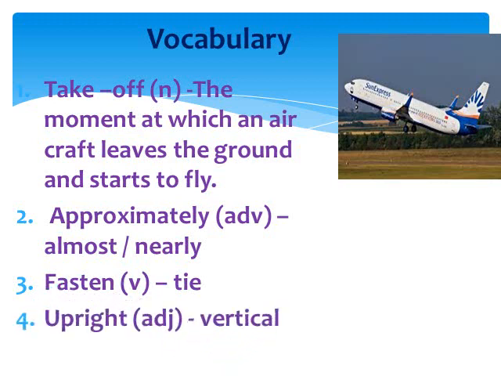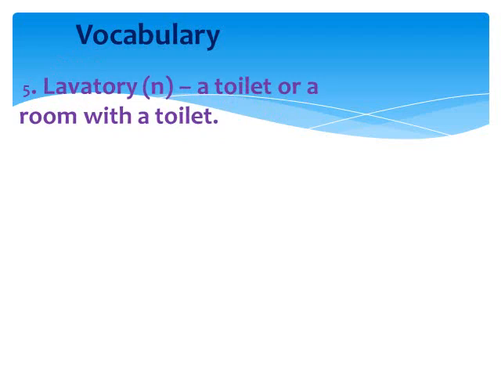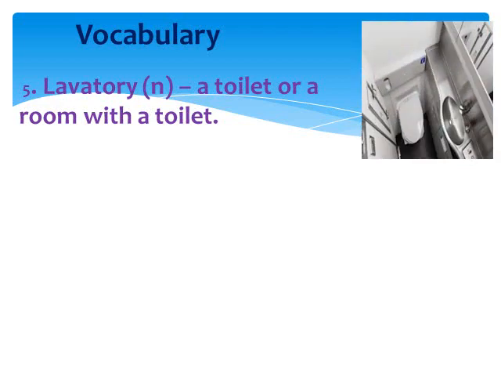Upright, vertical. You can see the seats of a plane. They are kept in upright position. That means একদম সোজা, খাড়া. It means vertical. More vocabularies. Number 5, lavatory. It's a noun word. It means a toilet. It also means a room with a toilet. In the picture, you can see a lavatory of a plane.